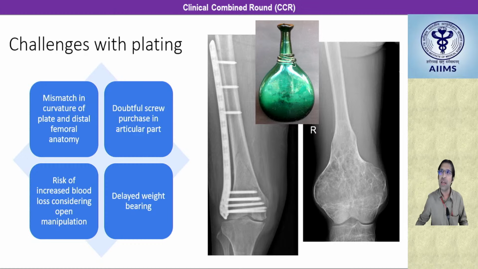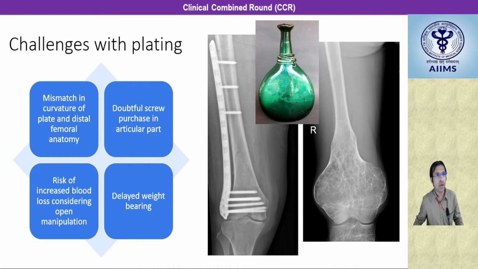Now, plating is normally performed many a time for a normal bone which is fractured at this site. But in our case, the bulbous enlargement of the distal end of the femur that you see associated with this lesion actually causes a mismatch in the curvature of the plate. The commercially available plates are contoured according to the normal anatomy of the bone, so a plate which is normally put on the surface of the bone will not fit correctly on this enlarged bone.